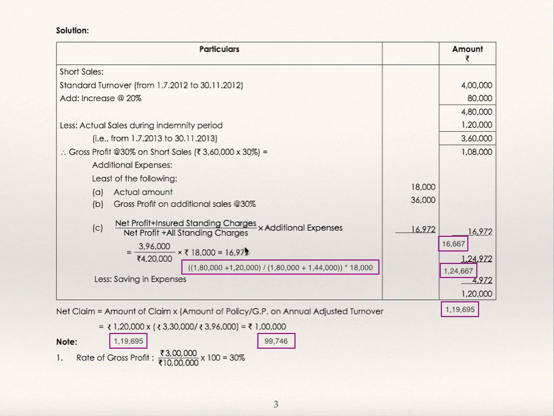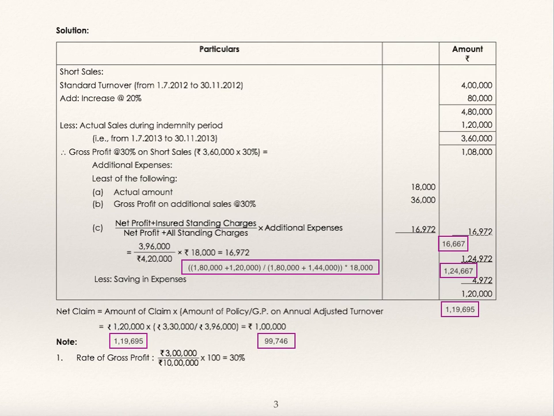Now this is given in your solution, which is not correct, which is wrong. Net profit, what is net profit? 1,80,000 plus insured standing charges 1,20,000 divided by net profit 1,80,000 plus all standing charges 1,44,000 multiplied by increased cost of working, which is 18,000. If you do this calculation, the amount which you get is 16,667 and not 16,972, which is given in the book. This is not correctly given.